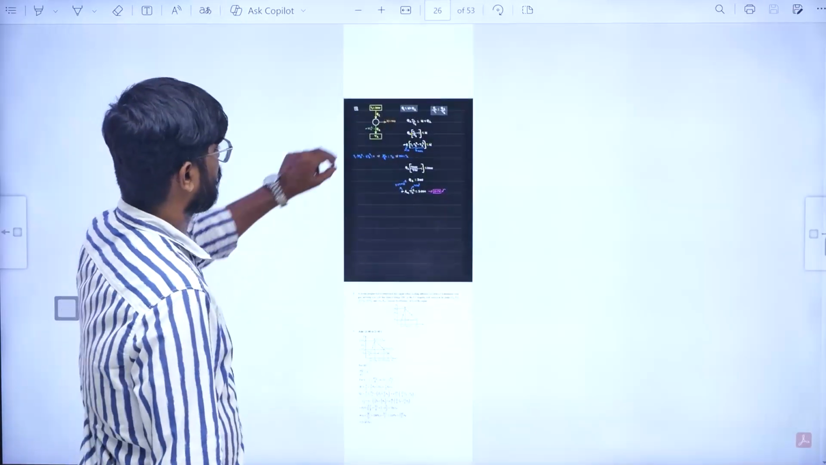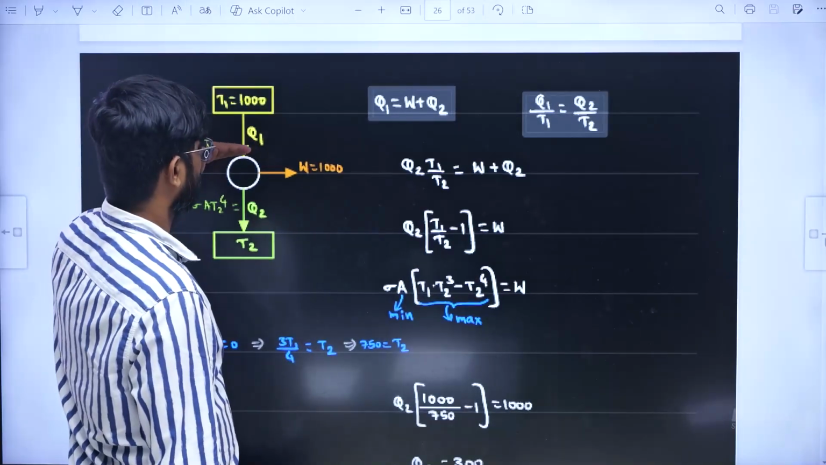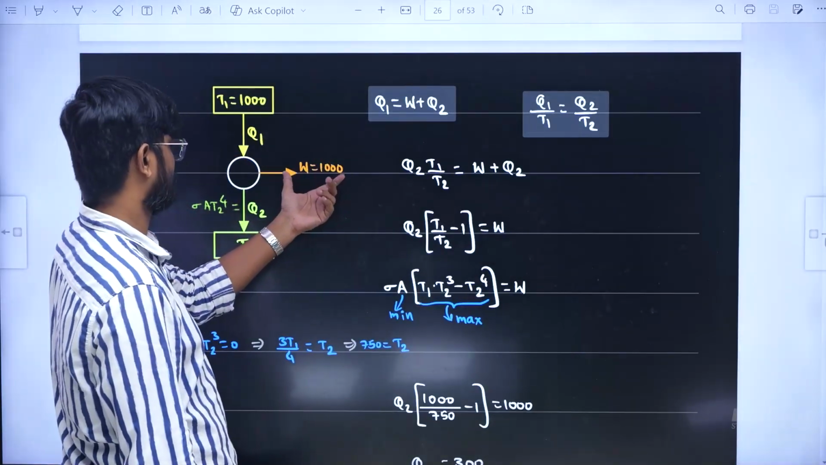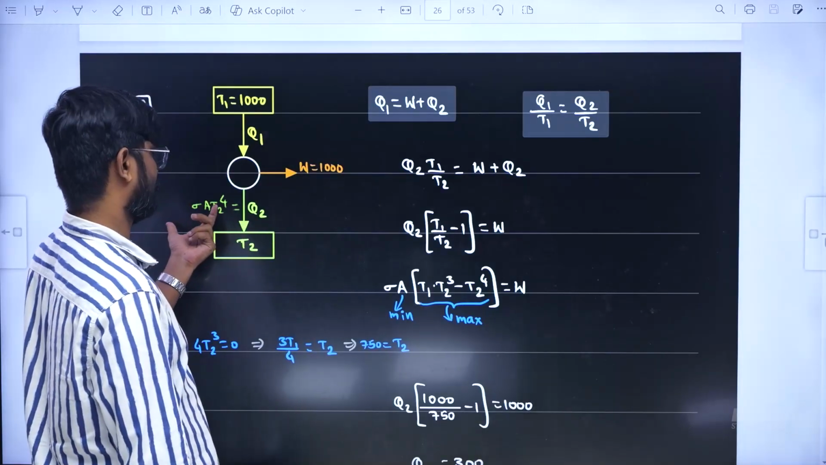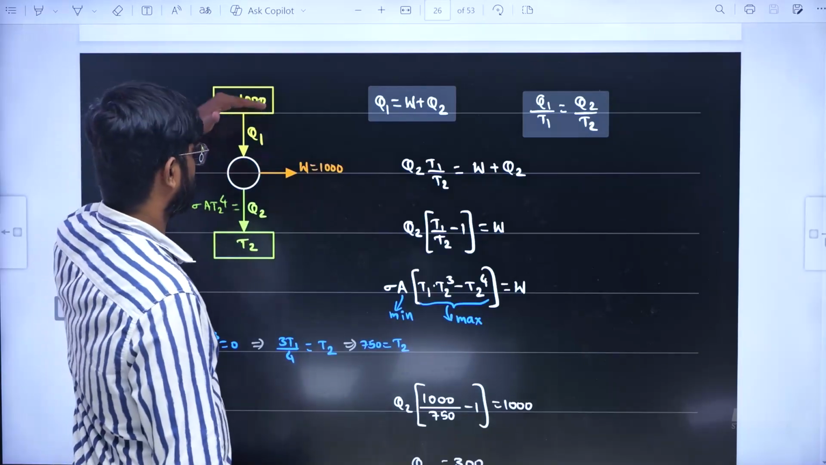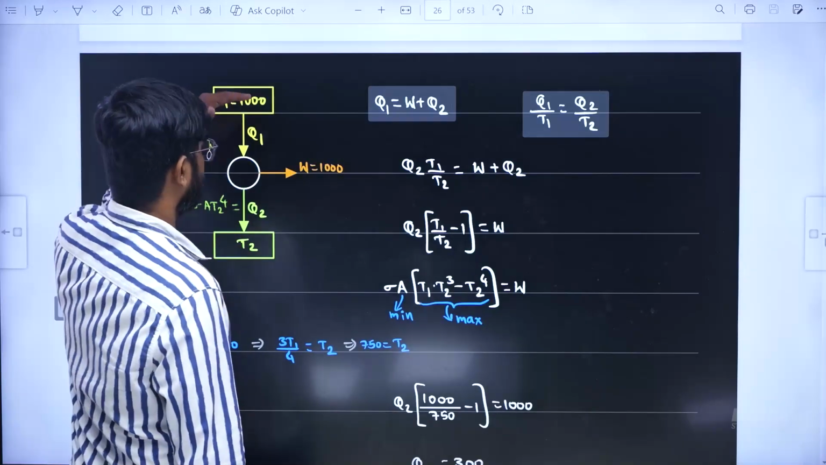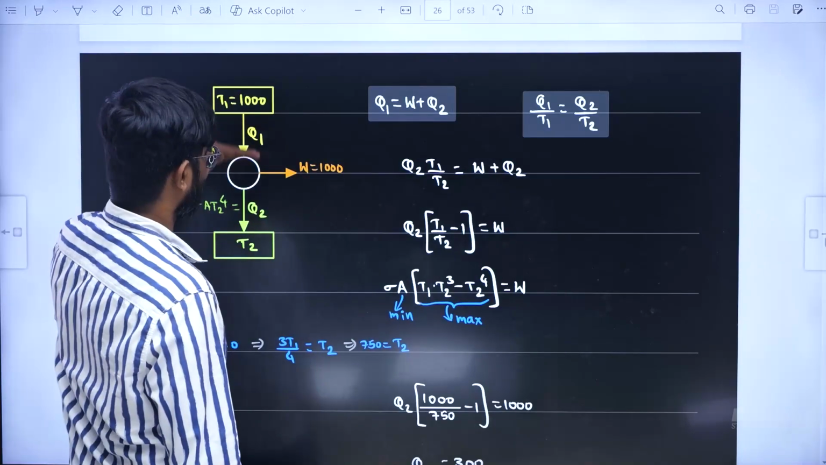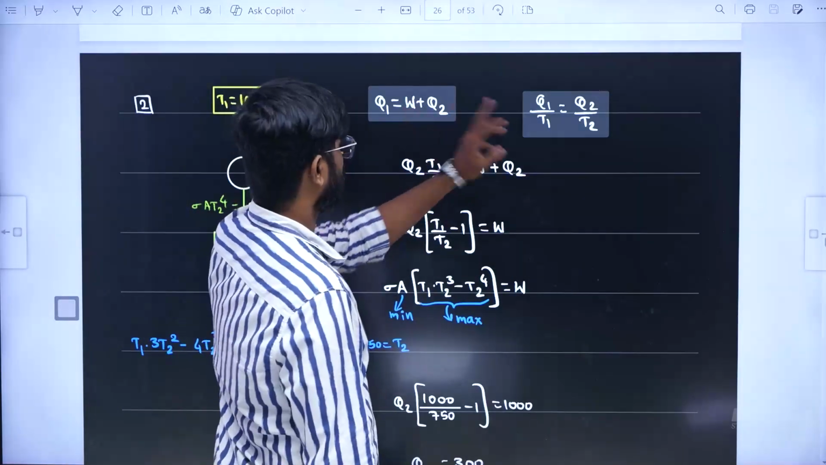So, in all these questions we will be drawing this figure. Heat is taken from this and some work is getting done, which was given in the question as 1000, and Q2 is going here, which is getting radiated as sigma A T2 power 4. Now, by energy conservation, this energy should be equal to this plus this, and as it is a reversible process, change in entropy will be 0. So, Q1 by T1 equals Q2 by T2.